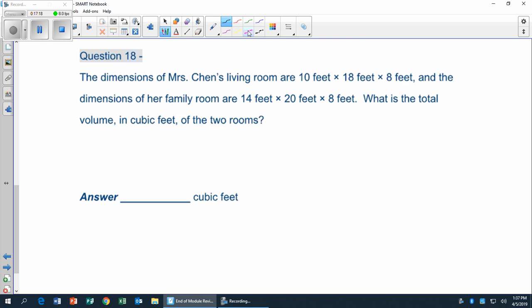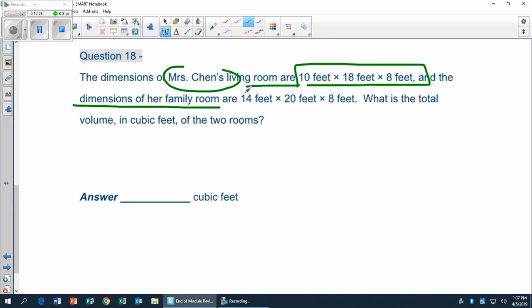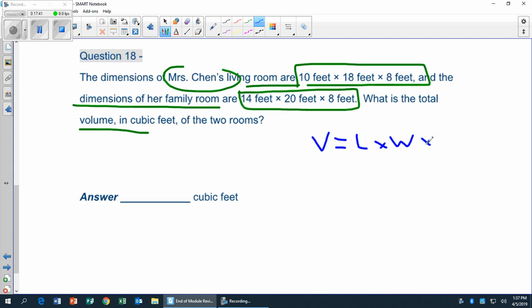Question 18. The dimensions of Mrs. Chen's living room are these. And the dimensions of her family room are these. What's the total volume of the two rooms? Well, this goes back to just like when we had prisms stacked on top of each other. So volume equals length times width times height. So right here, we have 10 times 18 times 8. And when we do that, we get 1,440.